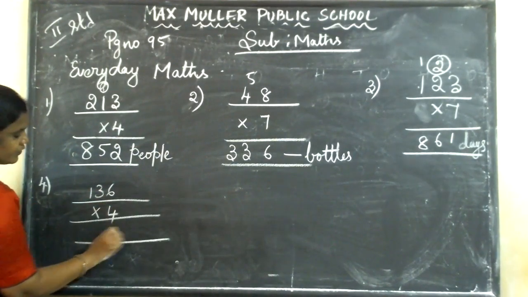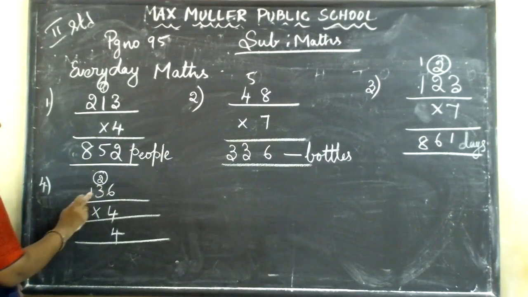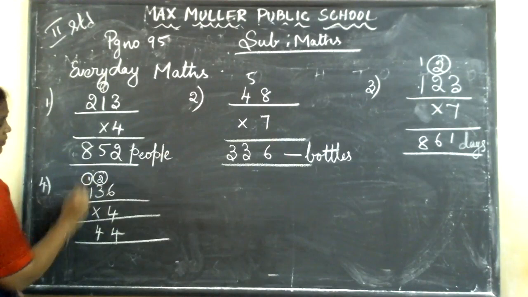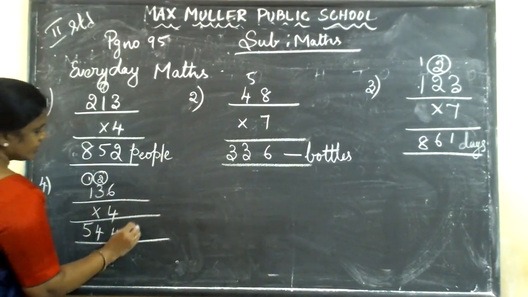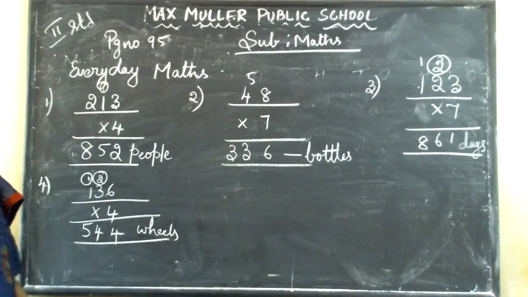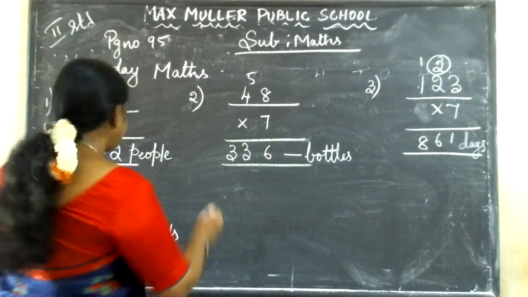4 6s are 24. 4 3s are 12, 12 plus 2, 14. 4 1s are 4, plus 1, 5. 544 wheels. Total number of wheels is 544 wheels. Now fifth one.